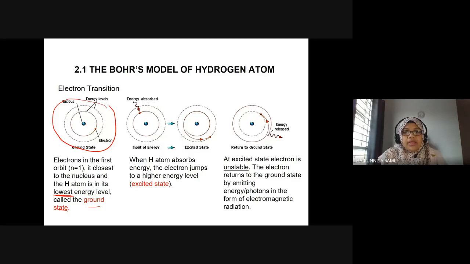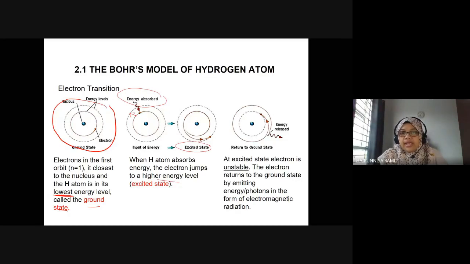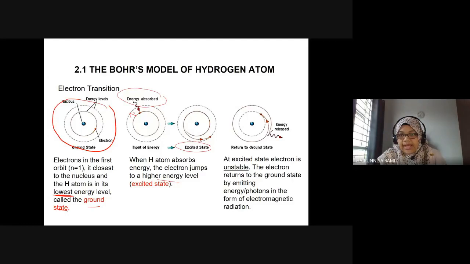Okay, so when this electron absorbs energy, it will go to the excited state. It means it will jump to a higher energy level, further out. So it goes to the excited state, jumping to a higher energy level. And then at this excited state, it is unstable, so that's why it will emit or release energy. So it will go back to the ground state, returning to the ground state.